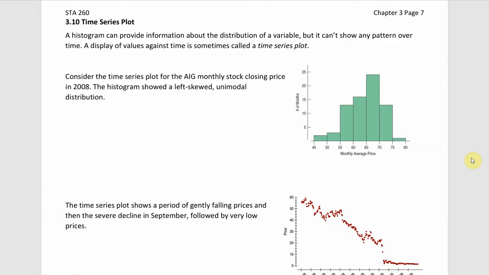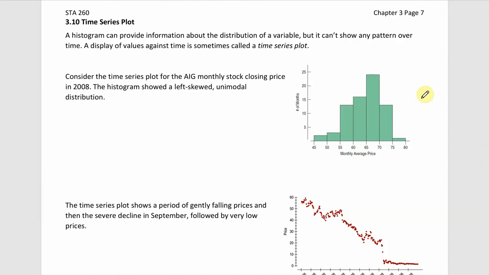Like, is it decreasing over time? Is it increasing? Did something happen where it went up and then went down? Those sorts of things. So we got 2 graphs in here. One is a histogram. So, okay, we can make that, right? We had that histogram already. It's at the beginning of the chapter 3 notes. So that's the AIG stock price in 2008.